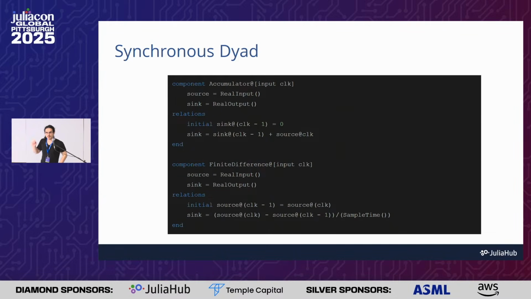Just to show you a little more of the synchronous Dyad semantics, here is how we would write an accumulator, which takes the last value and adds the current value to it, and a finite difference, which works the same way as the ModelingToolkit one that I showed you earlier.